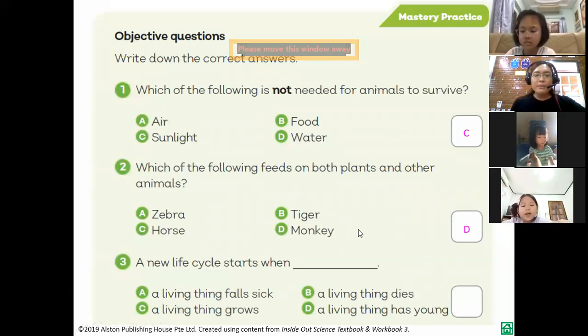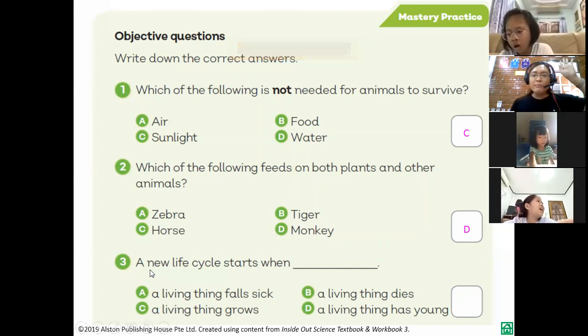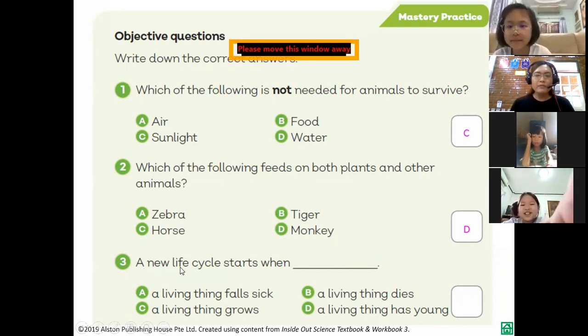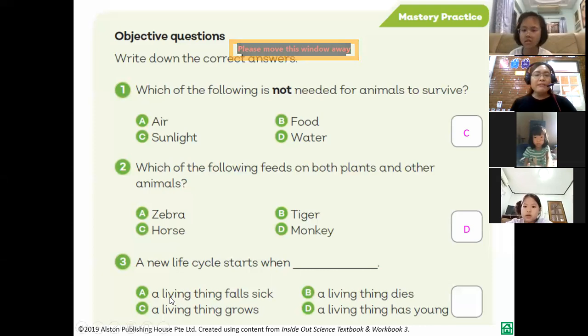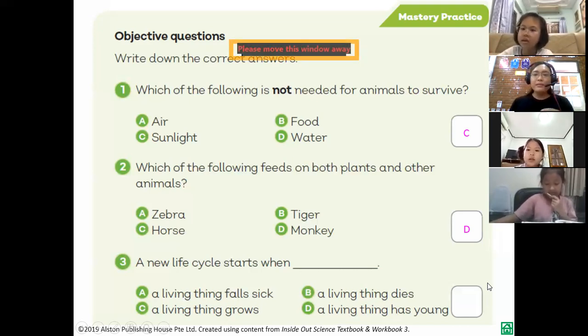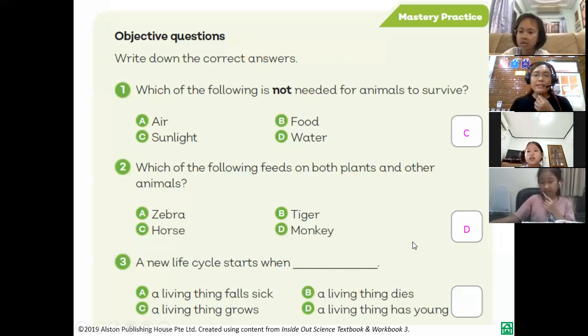Okay, let's proceed to number three. Who wants to read number three? Okay, Tamlin, you read number three. A new life cycle starts when... Letter A, living things fall sick. Letter B, a living thing dies. Letter C, a living thing grows. Or letter D, a living thing has young. What letter? D. Okay, the answer is letter D.